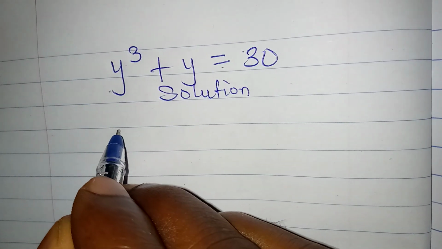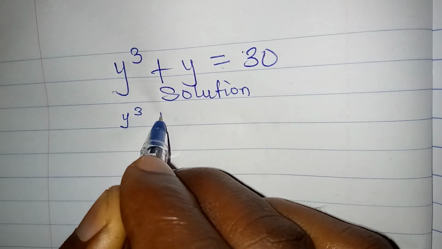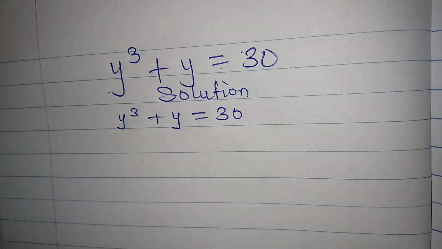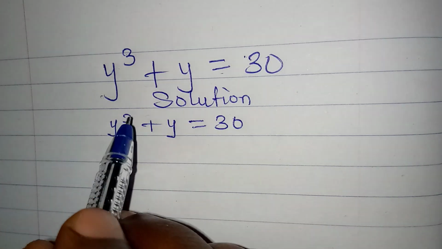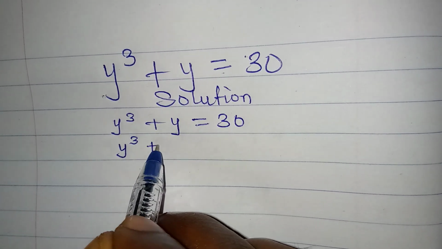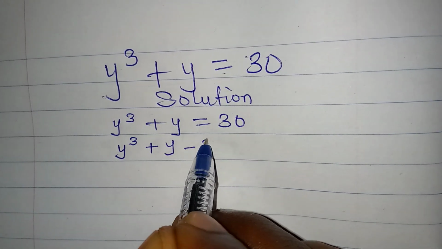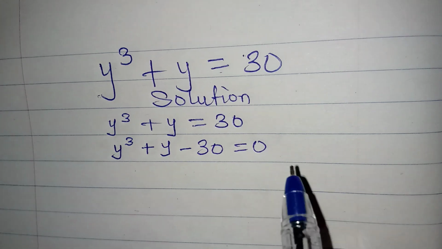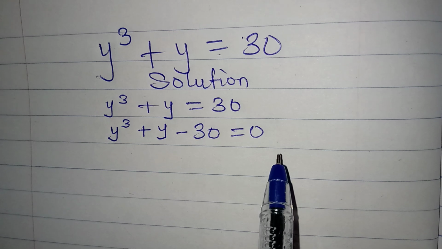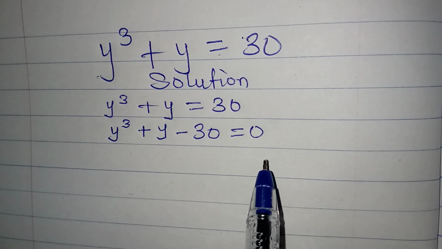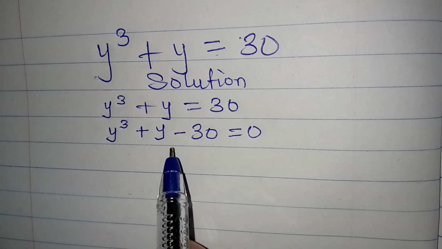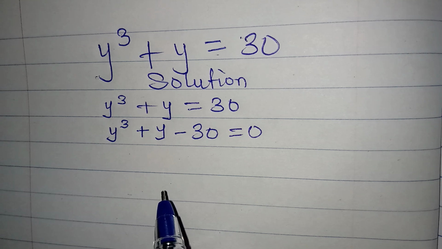Let's solve this problem very quickly. We have y to the power of 3 plus y equals 30. The first thing to do is bring in 30 to the left. So we have y to the power of 3 plus y minus 30 equals 0. Now this is a cubic equation, or a polynomial of degree 3, right? And because of that, we are going to have 3 solutions for this problem. Now let's get started.